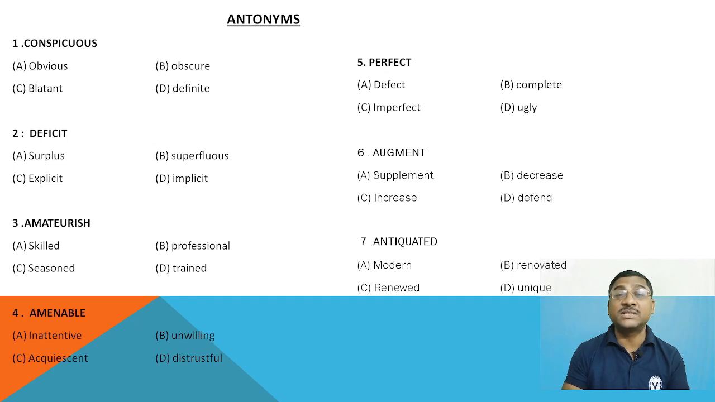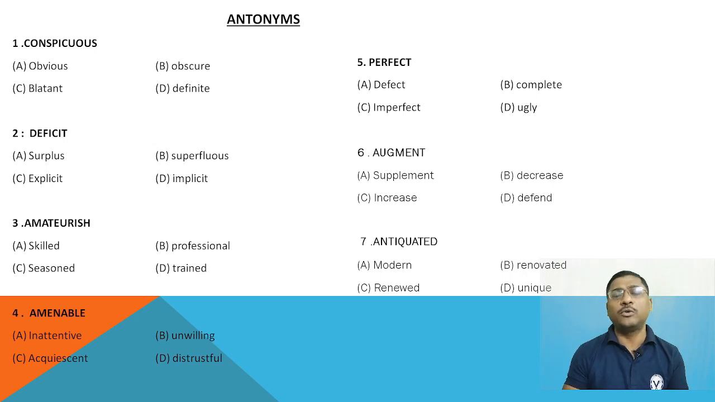Explicit means which is said or shown clearly or openly, without any hiding. And the opposite is implicit. Implicit means which is not given clearly, not said clearly, you have to understand it. That is implicit. Clear? Amateurish. Amateur means जो नया नया सीख रहा है वो amateur है. And the opposite would be professional, right?